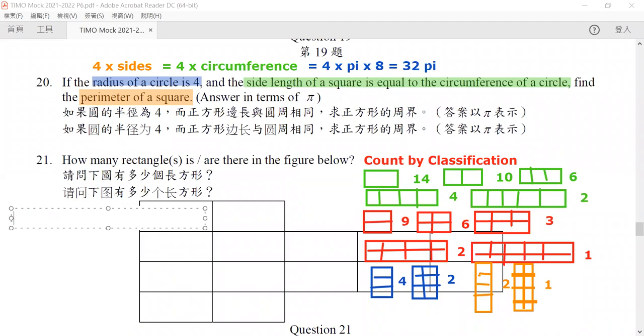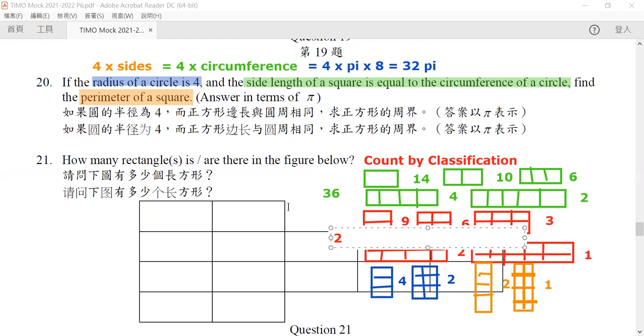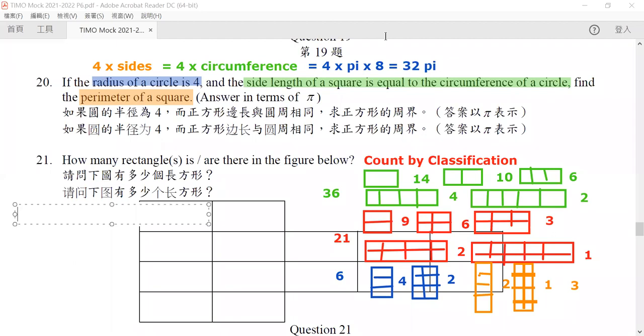For all the green rectangles, which are of width one, it's 14 plus 10 plus 6 plus 4 plus 2, so it will be equal to 36. For all the red rectangles, it will be 9 plus 6, 15, and then it will be equal to 21. For all the blue, it will be equal to 6, and for all the orange, it will be equal to 3. So our total answer is 36 plus 21 plus 6 plus 3. Okay, so it will be 57. No, 66. Okay, 66.